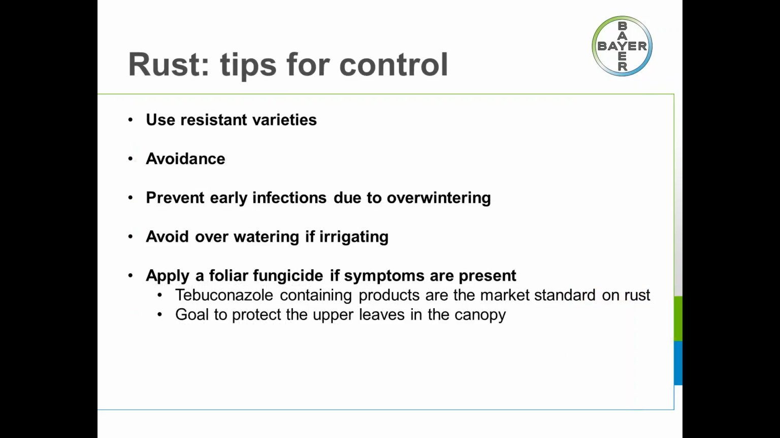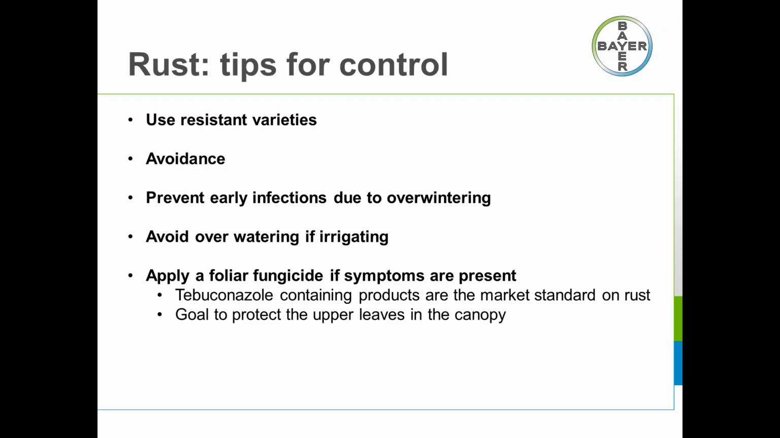When it comes to controlling rust, one thing to look for is resistance levels in varieties. These vary from spring to winter wheat and within the classes themselves. But have an idea of how resistant your variety is in whatever area of production you're looking at. Another is avoidance. This means with winter wheat planting, if you can get your crop in early enough in the fall, then in the spring your crop is further advanced before the rust arrives in the United States. That's an advantage that you can use.